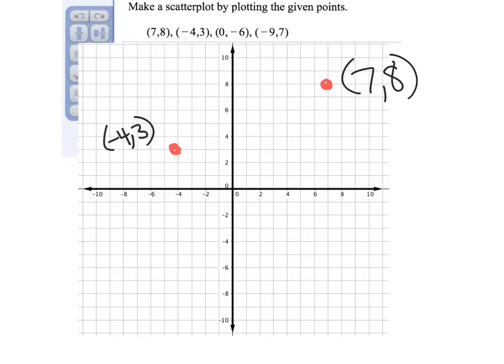And then we've got 0, negative 6. So that 0 says do not go to the left or the right. Just go straight down 6. So there's our negative 6. So 0, negative 6. And the last one, negative 9, 7, means we're going to go to the left 9 and then up 7. So that's going to put us, it's getting kind of tricky way over here. So there you go. There's our negative 9, 7. So we went to the left 9 and up 7. And that wraps up this video.